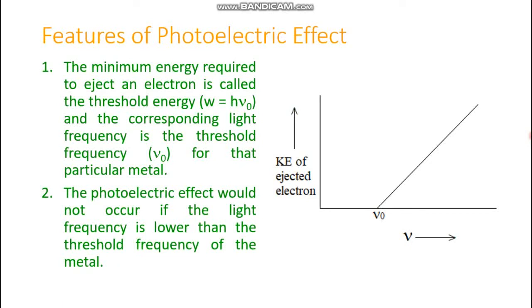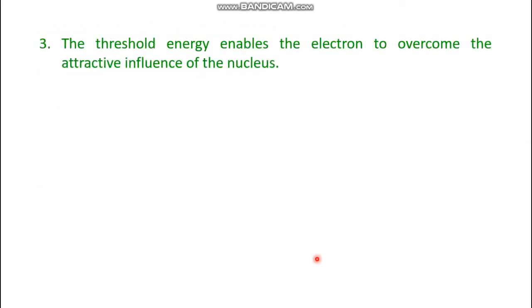Number 2, the photoelectric effect would not occur if the light frequency is lower than the threshold frequency of that metal, which is just being said here. If it is less than nu 0, the electron will not be dislodged. Number 3, the threshold energy enables the electron to overcome the attractive influence of the nucleus. Why is the threshold energy, or the work function, required? Actually, the photon has to overcome the attraction force between the nucleus and the electron.